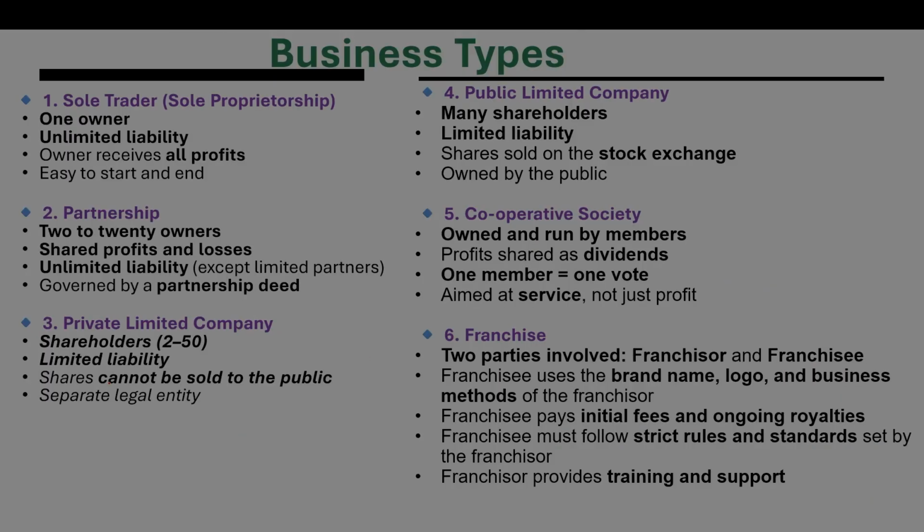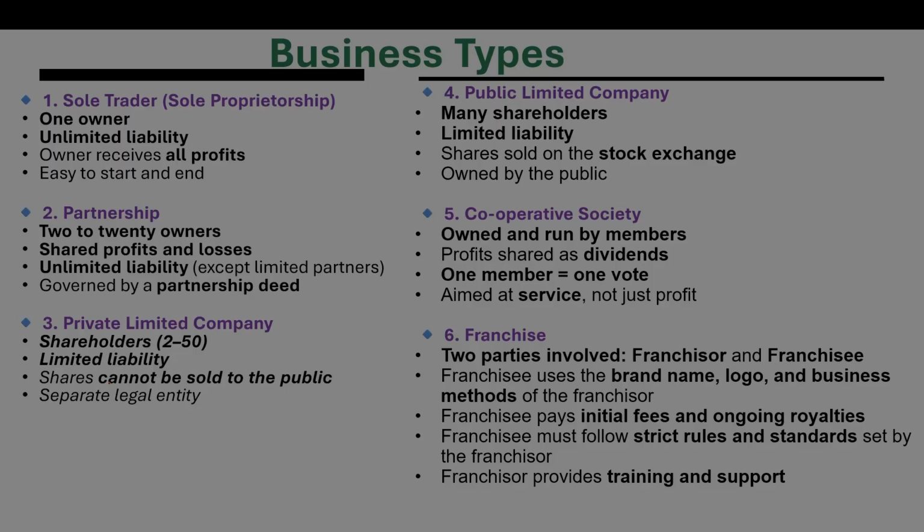These are the business types that we need to be aware of. First, we have a sole trader, which is when a business has 1 owner who has unlimited liability. This owner receives all the profits, and a sole trader is an easy business to start as well as end. Secondly, we have a partnership, which is where we have between 2 to 20 owners that share profits and losses. Some partners may have unlimited liability, whilst others may have limited liability. This is all governed by the partnership deed.